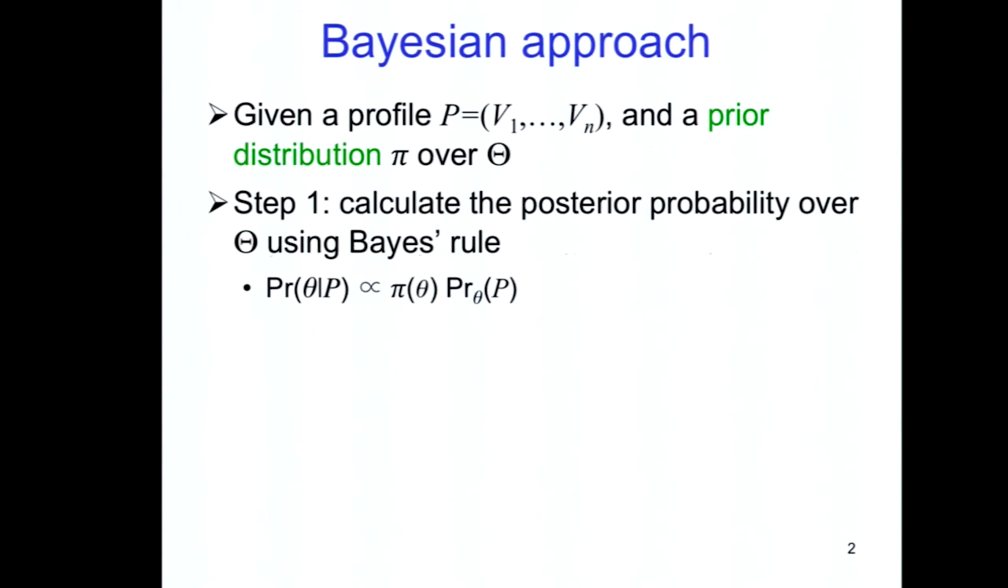Let's say first we're going to calculate the posterior probability of the parameter space using the Bayes rule, which is almost the same as just likelihood inference, except that the probability of any particular theta given the data is proportional to not just the probability of the data under theta, but also weighted by the prior probability.